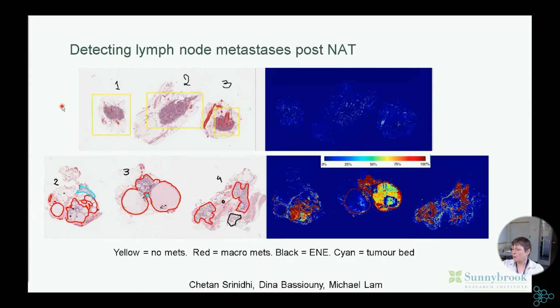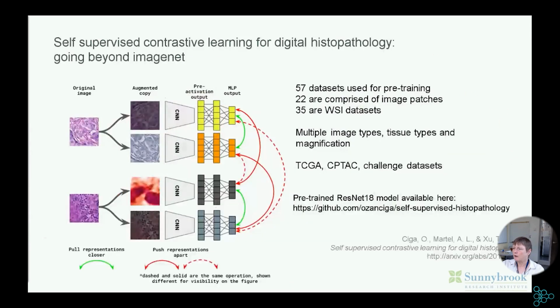So this is one of the applications that we're using. This is to detect lymph node metastases after neoadjuvant therapy. So you can see this is a slide here with no cancer, and this is the heat map here, and then a very highly labeled slide. The red areas represent metastases, and you can see that he's doing a good job of detecting those. Of course, the next challenge is to go from these heat maps to a single label, and that's a challenge he's working on at the moment.